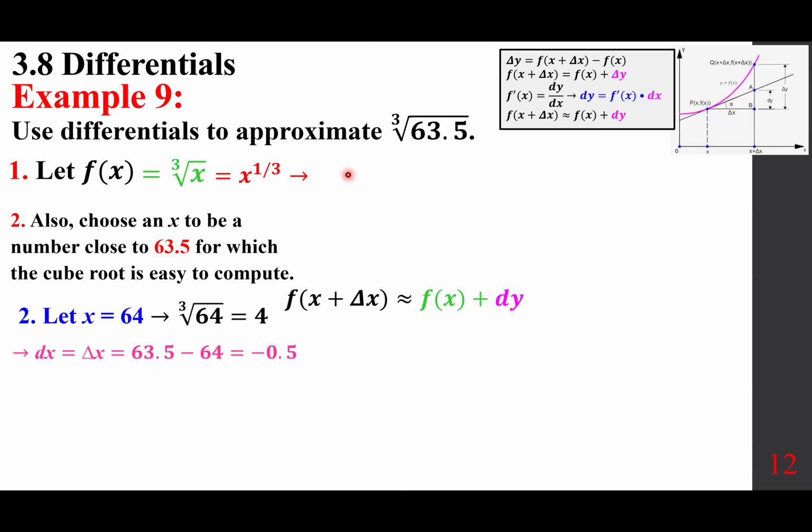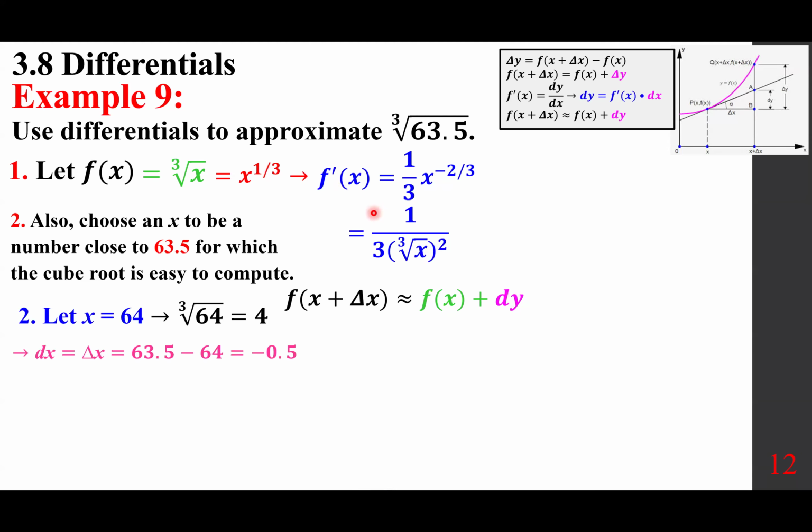Therefore, the answer is f prime of x is 1/3 x to the power of 1/3 minus 1, which is negative 2/3. We take this down, it becomes x to the power of positive 2/3, or 1/3 cube root of x to the power of 2. You can put these two inside or outside, it makes no difference. So this is f prime.